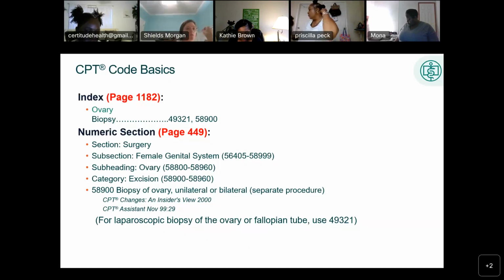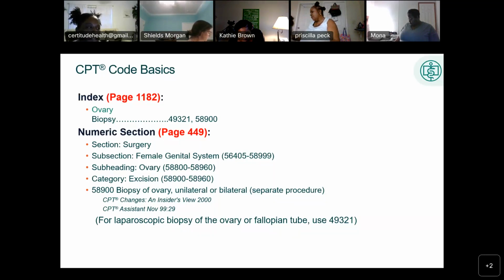It's an open procedure, because it doesn't say laparoscopic. But again, you would look at your parenthetical notes, your parenthetical instructions in the parentheses. It says for laparoscopic biopsy of the ovary or fallopian tube, use 49321. Where do you see the parenthetical?